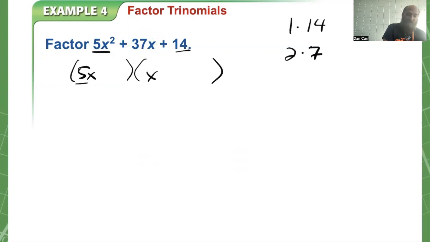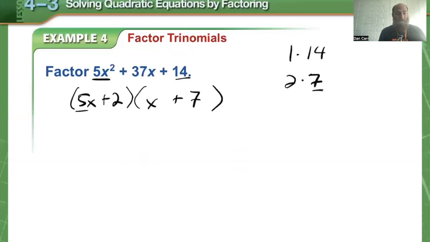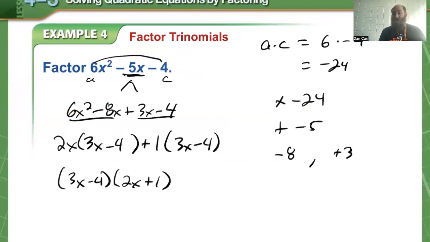Well, I remember 5 times 7 gives me 35. So I bet there's going to be a plus 7 here and a plus 2 here. Quick check: 5x squared, 35x, and 2x makes 37x, positive 14. So guess and check, if you have a good feel for it, is super quick and easy. AC method, if you need to, do that to help yourself on that one.